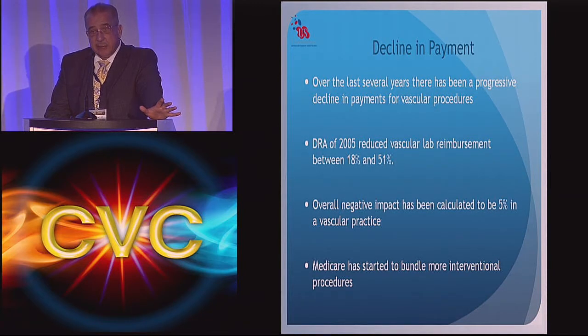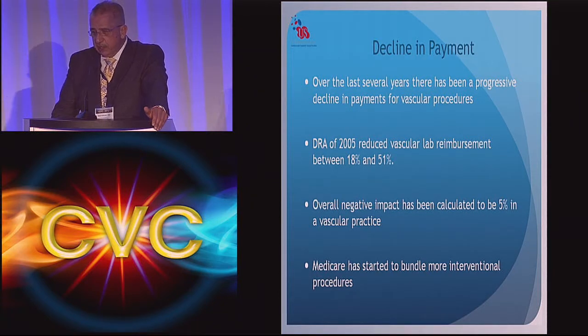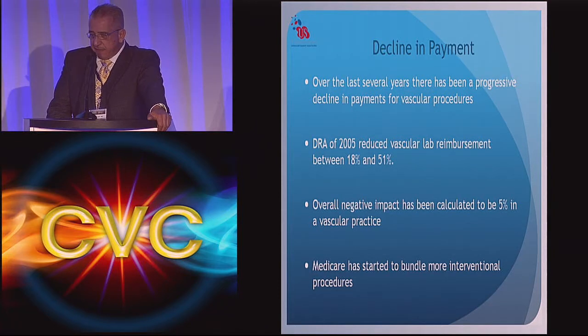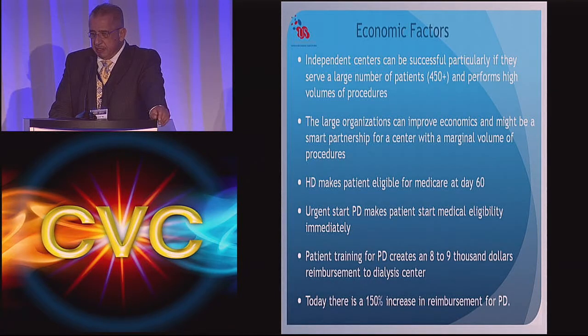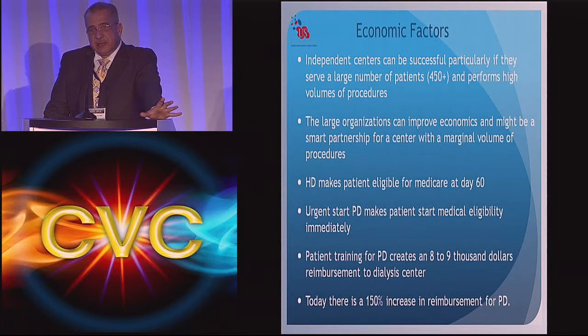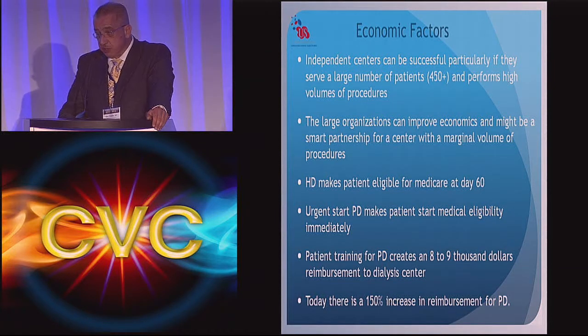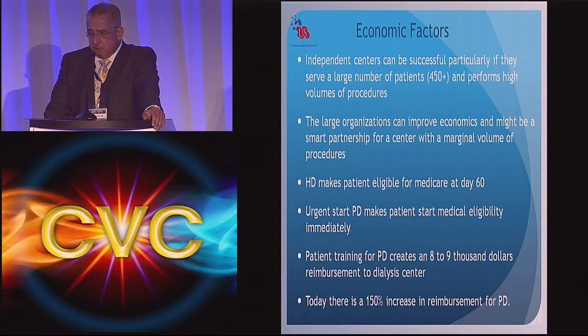So it still makes a lot of financial sense to proceed with access centers. The overall negative impact has been calculated to be about 5% in a vascular practice recently. Medicare has started to bundle more interventional procedures. For independent centers, if we look at the financials, it takes a large number of patients, about 450 plus, and a high volume of procedures to be able to acquire and proceed with your own center. Otherwise, large organizations can improve the economics and might be a smart partnership for a center with marginal procedure volume. That will keep you away from the hospital.